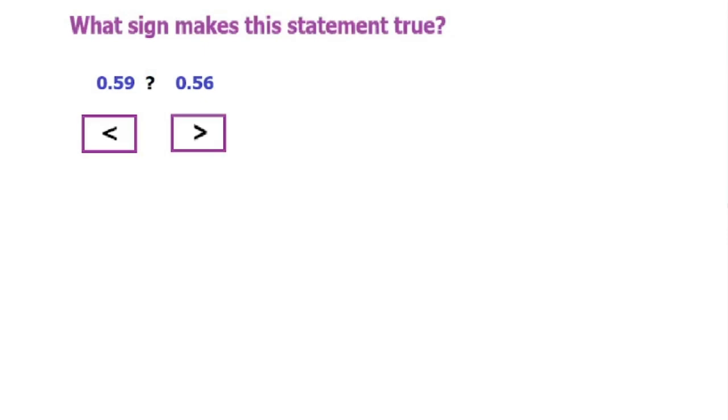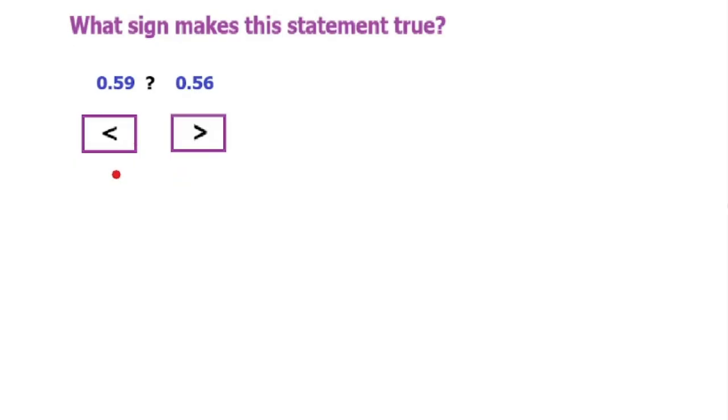In this video, we're going to compare different decimals and try to decide which one is greater or less than. So if we have a problem like this that says, what sign makes this statement true? And we have 0.59, question mark, 0.56.